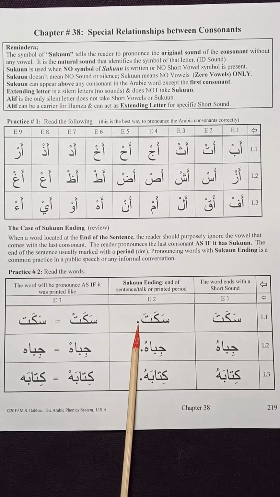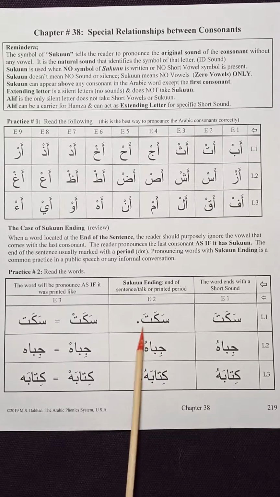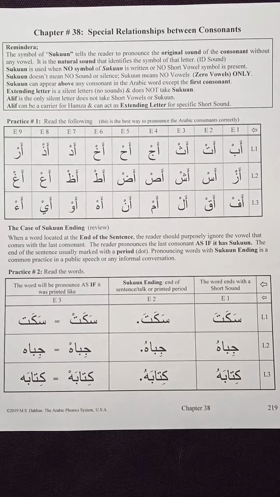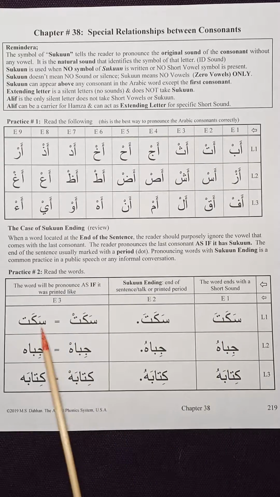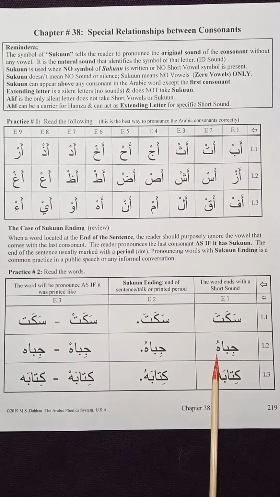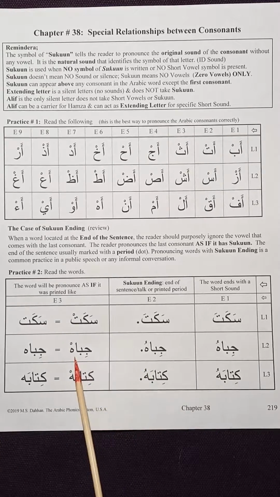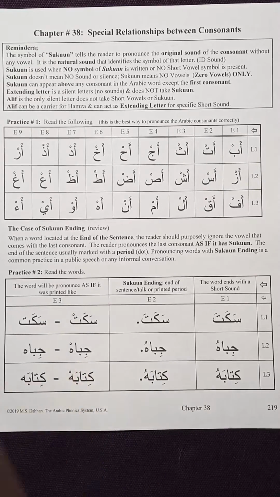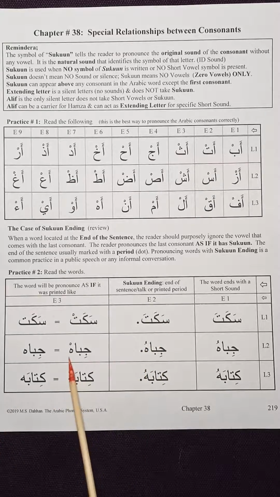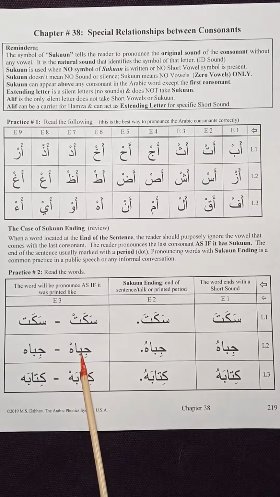And of course, if they put a period, a dot, after the word, that means the end of the sentence or the end of reading. So sakata becomes sakat, jibahu becomes jibah. Of course, you combine the sound of sukoon with the last sound.